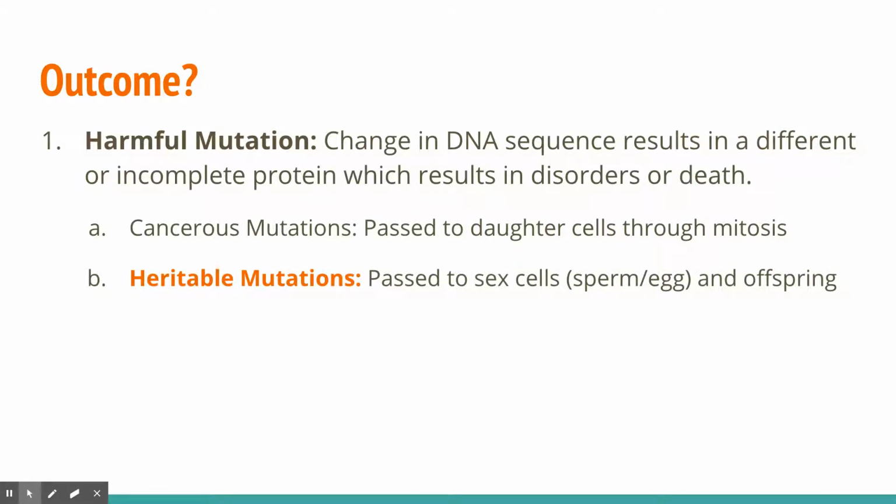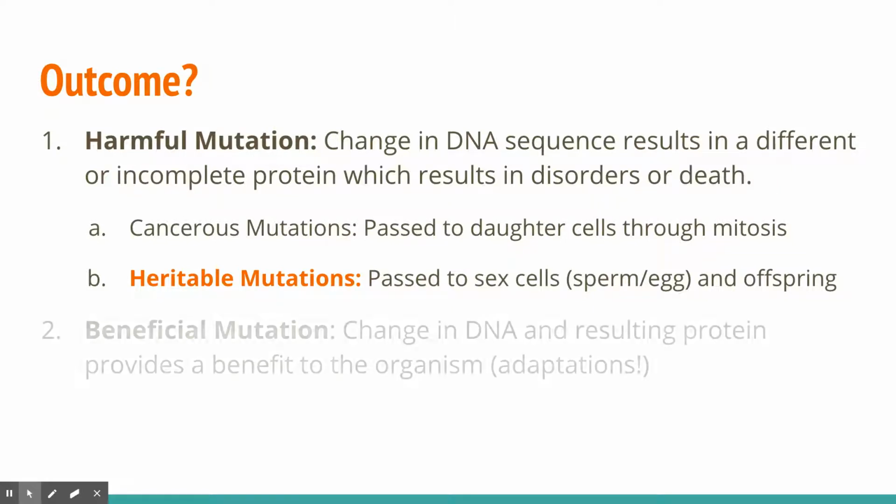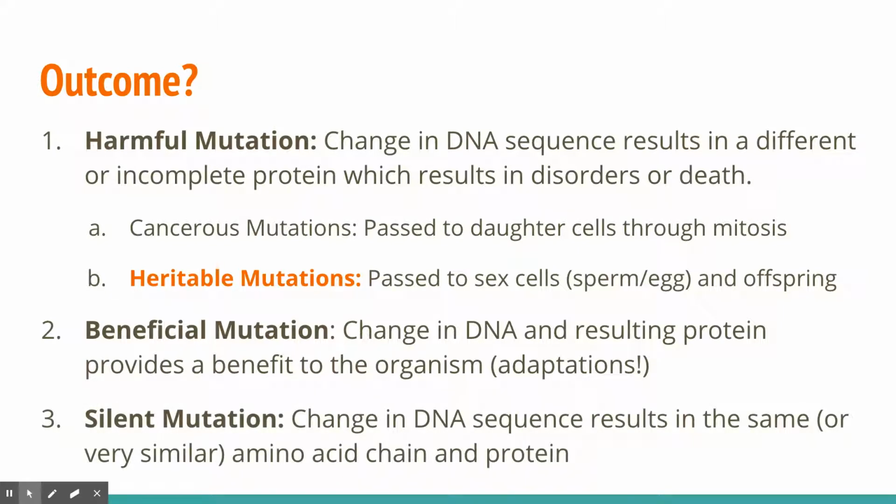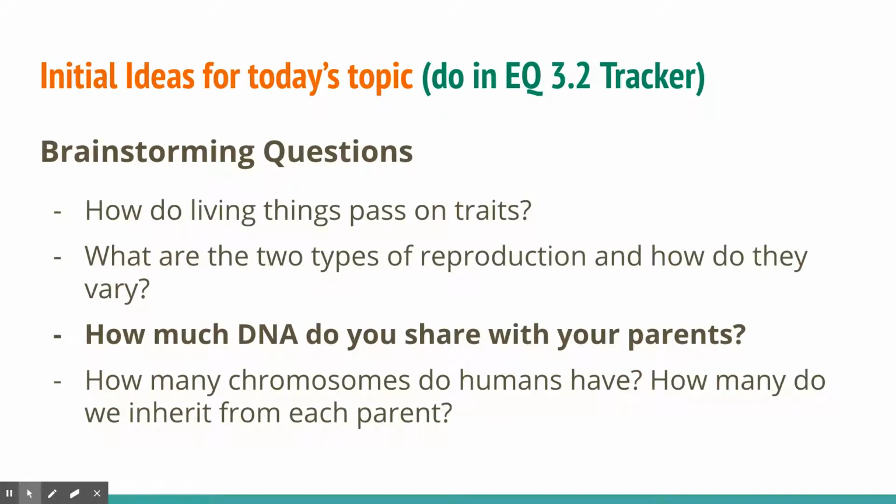Heritable mutations are passed to the sex cells, so through sperm and egg, and it's passed off to the offspring, so the baby. And then a beneficial mutation is a change in the DNA and resulting protein that provides a benefit to the organism. So it's like adaptations, like the ability to digest dairy. And then a silent mutation is a change in the DNA sequence that results in the same or very similar amino acid chain and protein. So basically, there is a mutation, but it doesn't disrupt anything.